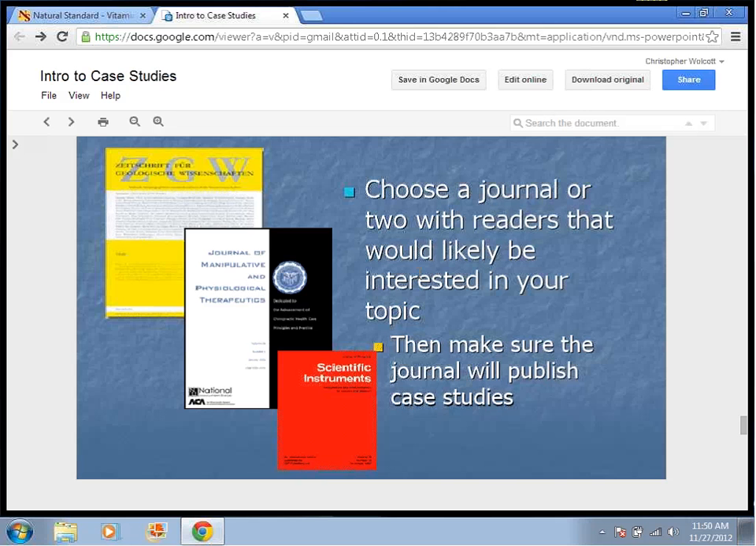And there are some competing political interests there. That's why it's hard to get published in Spine. Spine is an example of a journal that doesn't publish case reports. But anyway, select your journal, then contact the editor and say, hey, I have this idea.